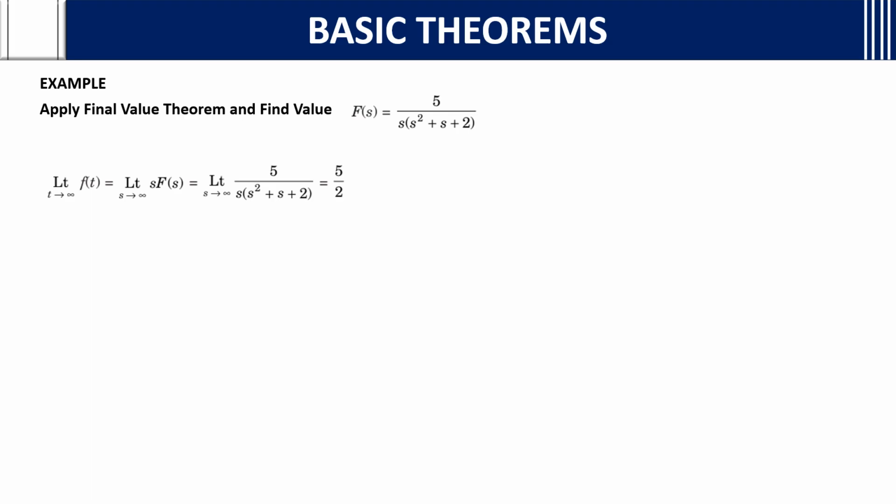As this is 5 by s into s square plus s plus 2, the s and this s cancel, and you get 5 by s square plus s plus 2. If you put s equal to 0 in these places, you are left with 5 by 2. So this is the value. Here s is not written, so please write it as s into F of s. F of s is given, you need to write s into F of s. This s and this s get cancelled, so you will get 5 by s square plus s plus 2, and you will be left with 5 by 2.